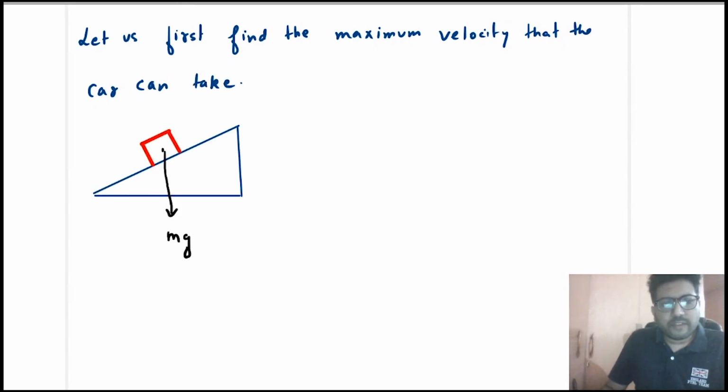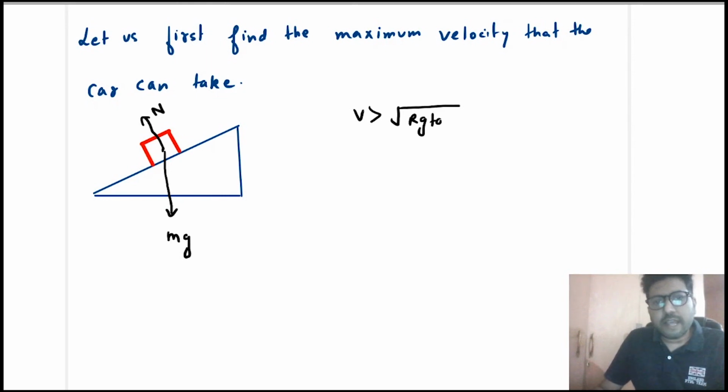We have force of gravity and we have normal force and we also have friction force. Now because we need to find the maximum velocity, V has to be greater than root over Rg tan theta, where theta is the banking angle. Now if V is greater than root over Rg tan theta, the car has the tendency to move upwards. So that means the friction force will be acting downwards. So this is the direction of the friction force.